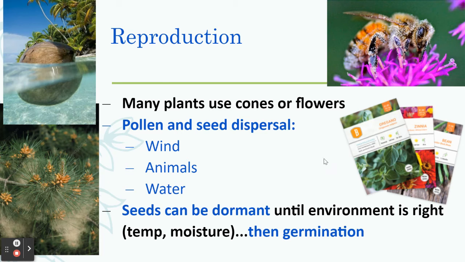Also, seeds can be dormant until the environment is right. So until there's proper temperature, proper moisture, and then the seeds will germinate. And that's why when you buy seed packs at the store, you don't have fully germinated developing seeds. You just have dormant seeds. And dormant is basically kind of like they're sleeping until the environment is right.